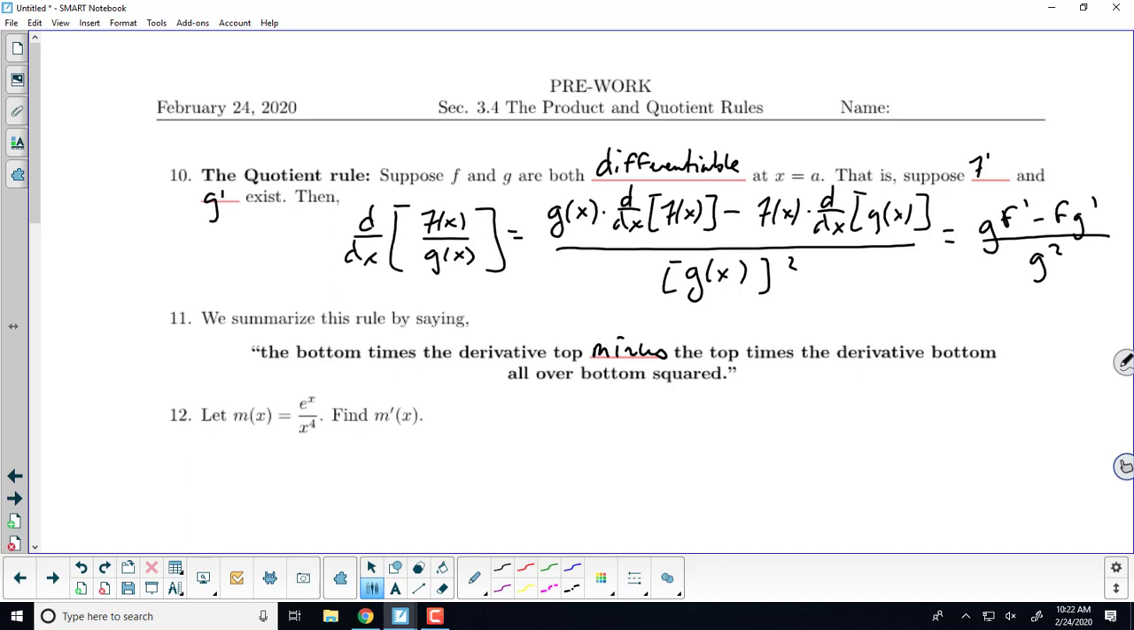Folks, there's other little ditties out there. I'm not really a big fan of ditties. Some people say you call this the low one, and you call this one the high one, and then you could say low d high minus high d low, square the low, and there you go. I find that so hard to remember that I would rather just memorize the quotient rule. But whatever works for you. You have to know this.